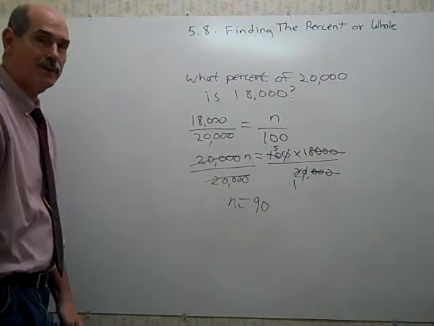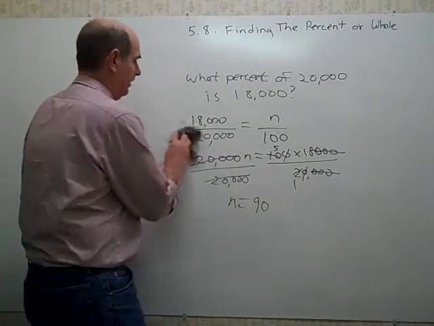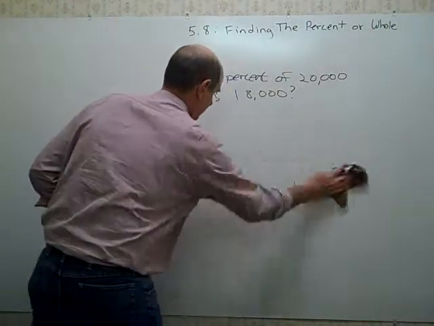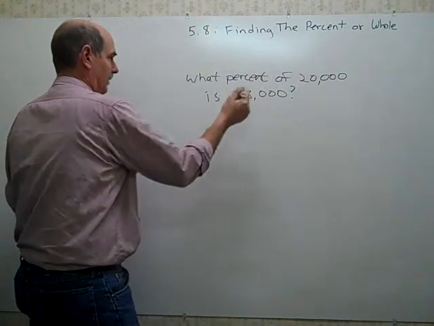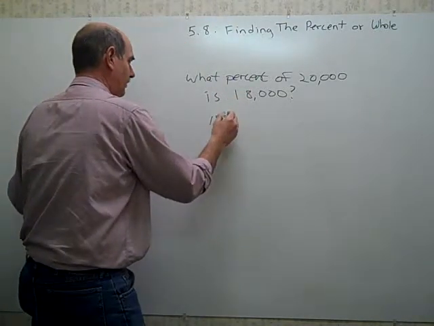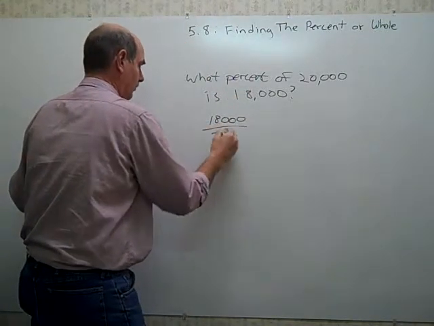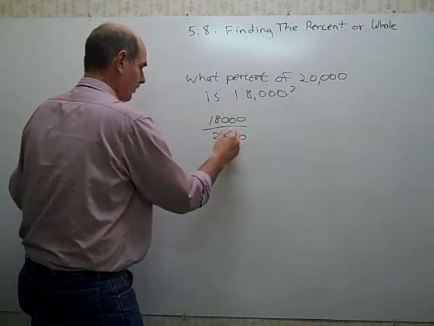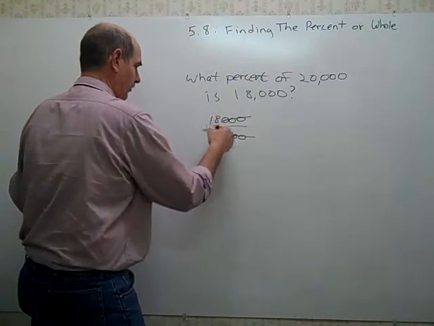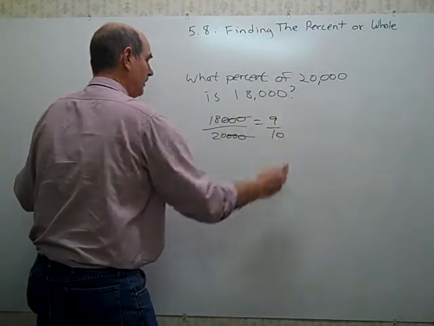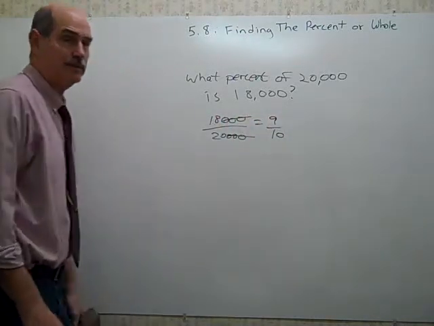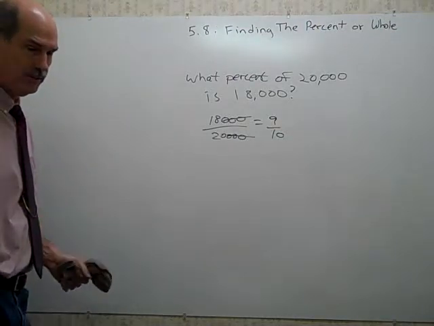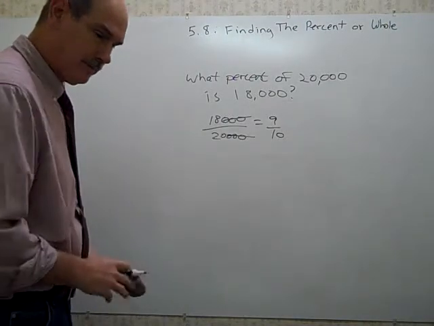Have you thought about another way to do this? Which would be, we're going to be comparing 18,000 to 20,000. So knock off 3 zeros here. Reduce 18 over 20 to 9 over 10. 9 out of 10 is 90%. Actually way easier than the other method.